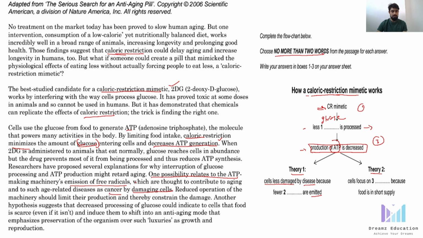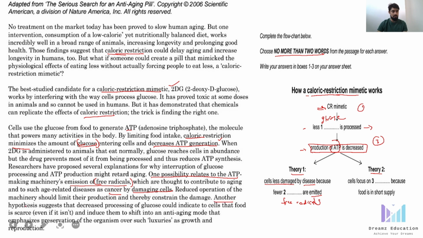Okay, I think the answer is here. So what is emitted less? So they have only said emission of free radicals, correct? So in this case you have to mention free radicals as your answer. So it is a two-word answer, so it is accepted, correct? So now next going on to theory 2. Where is theory 2? Okay, so continue reading.